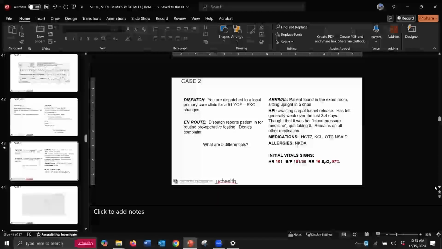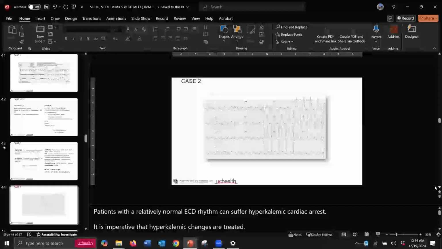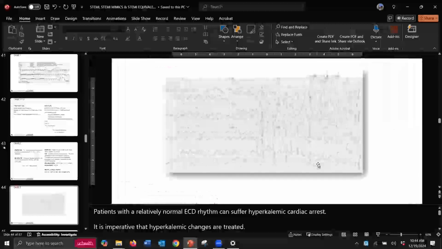Vital signs are heart rate 101, blood pressure is 101/60, respiratory rate of 16, and a room air SpO2 of 97. So what do you want? I want to see the EKG changes. Can you zoom it? Yeah, I can zoom. I absolutely can. You need to.